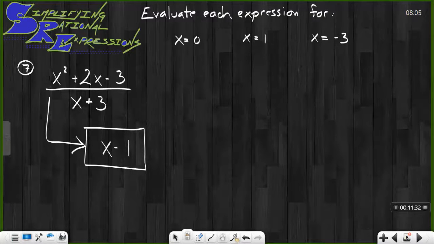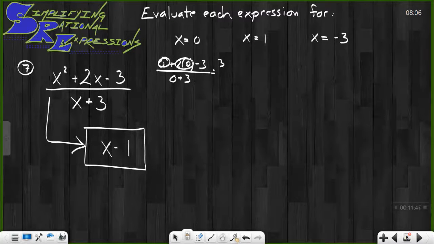All right, let's start with 0. What if I take this top one? I'll do 0 squared plus 2 times 0 minus 3 over 0 plus 3. All right, well, I know these give me 0, 0, and minus 3 there up top.